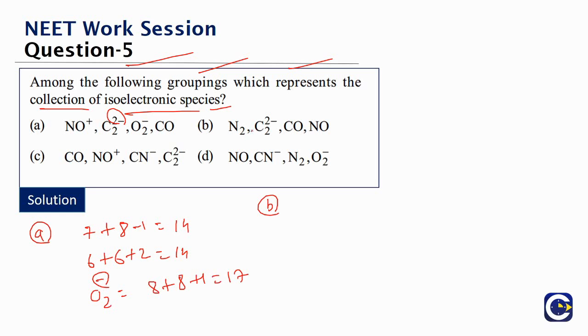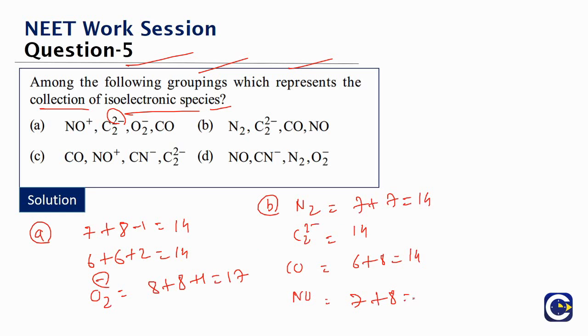Now let us go to option B. N2: 2 nitrogens are there, 7 plus 7, 14. C2 2 minus, we have already seen it, that is 14. Then we have carbon monoxide, CO. Carbon is 6, oxygen is 8, 14. So far so good. Then we have NO. Nitrogen is 7, oxygen is 8. Mismatch. So this is not an isoelectronic combination. B also is not an isoelectronic combination.